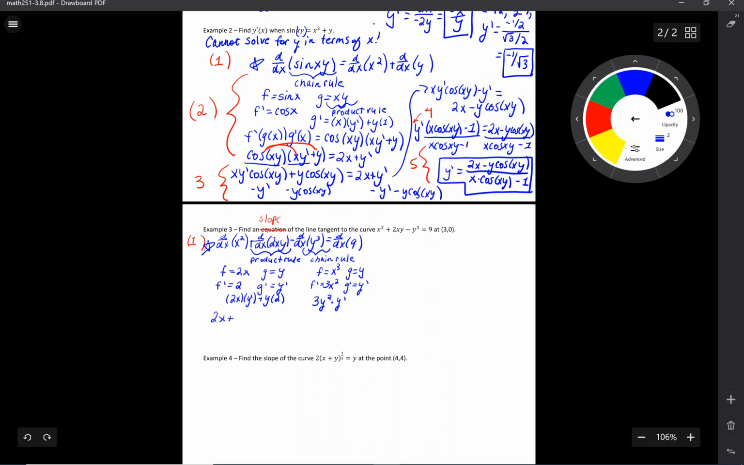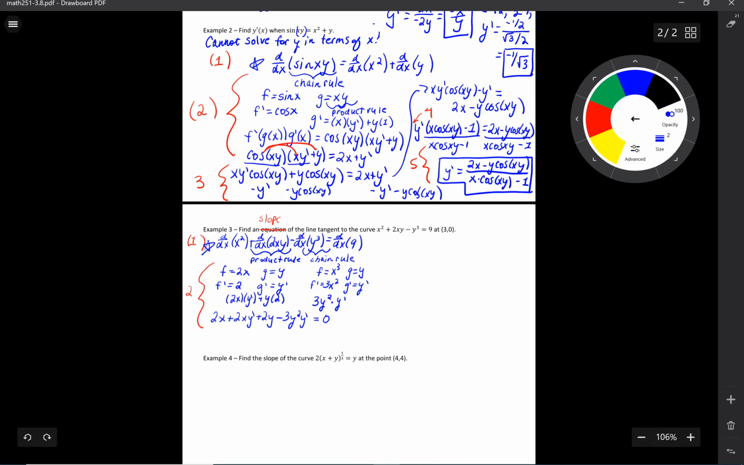All right, so the derivative of x squared is simply 2x. I found the derivative of 2xy to be 2xy prime plus 2y, and the derivative of y cubed is 3y squared y prime, equals the derivative of 9, which is 0. All of this was step number 2. All right, now I need everything with a y prime on one side and everything without a y prime on the other side.